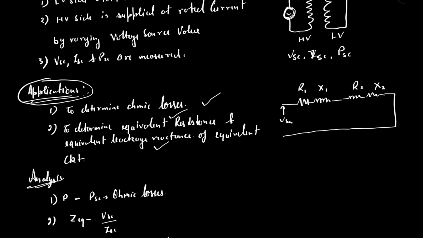So this is my VSC, that is the primary voltage which is being measured, and this is the ISC, that is the primary current which is being measured. So let's move on to the analysis part.